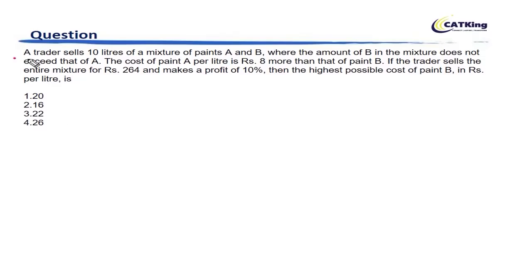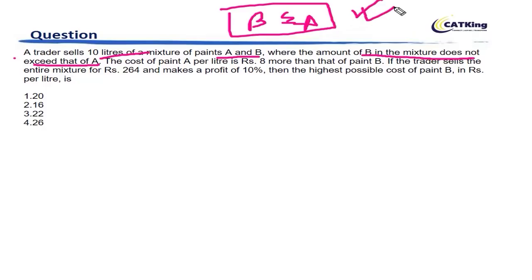A trader sells 10 liters of a mixture of paints A and B, where the amount of B in the mixture does not exceed that of A. Okay, so the amount of B does not exceed that of A means B is less than or equal to A, so the best B can be is equal to A. The cost of A per liter is 8 more than that of B. So let's say B is at X per liter, A will be at X plus 8 per liter, right?